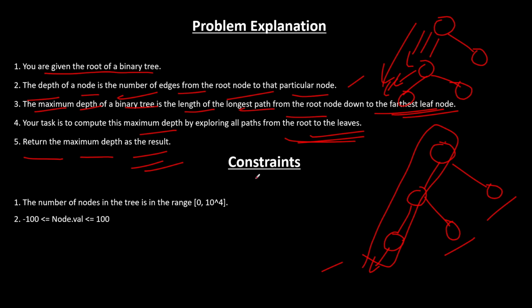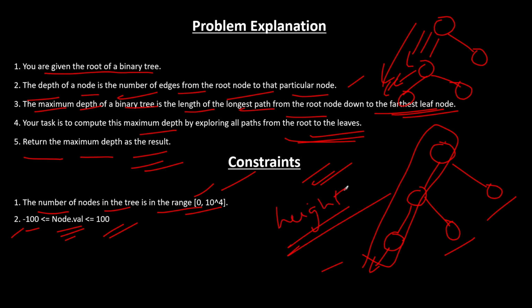Fine. What are the constraints of the problem? The number of nodes in the tree is in the range of 0 to 10 to the power 4, and the node value could be from minus 100 to positive 100. I hope you understood the explanation. The problem is pretty straightforward. We just have to find the depth of the given binary tree, or you could say height also. Both represent the same thing basically.